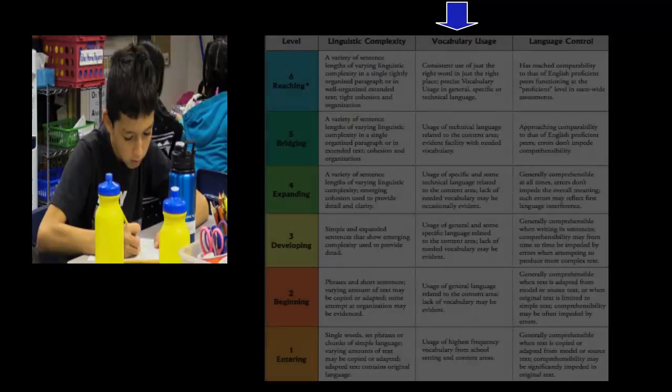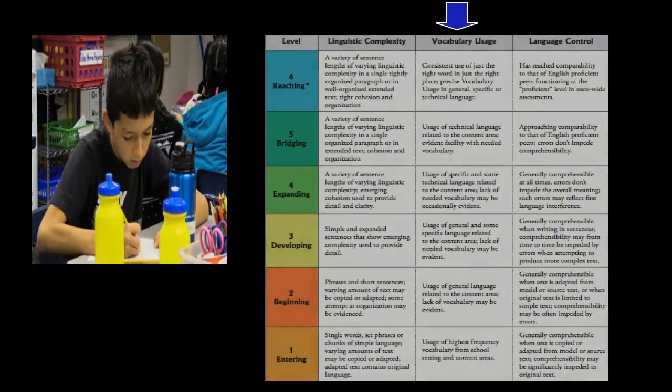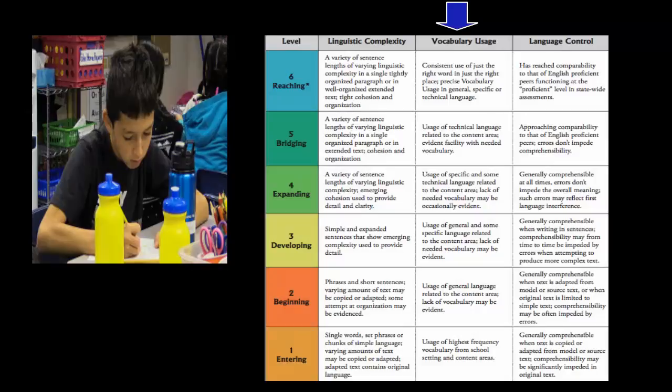Finally, let's look at the vocabulary usage column. Students who are at a level 1 entering write using very basic vocabulary, such as everyday words they hear or remember writing from previous grades. As students move up towards level 5 bridging, you will see them begin to use words they learn in other content areas, although maybe not in the correct form.